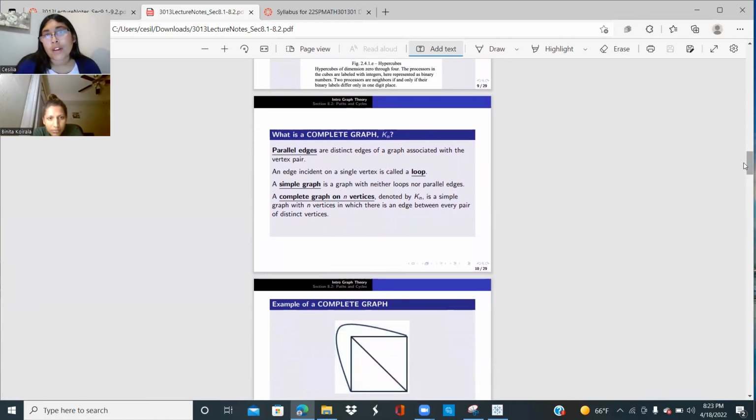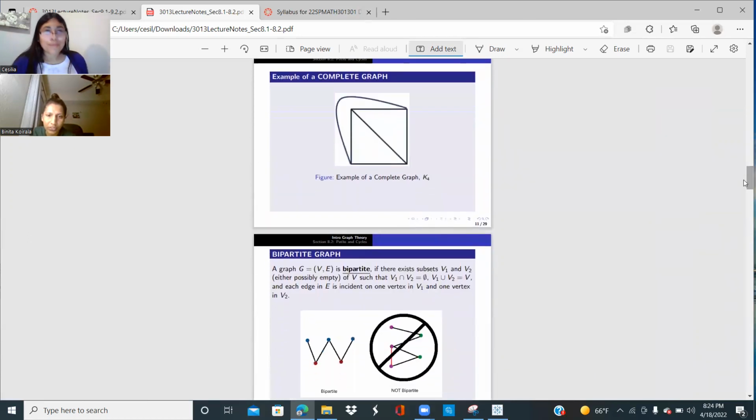What is a complete graph K sub N? Parallel edges are distinct edges of a graph associated with the same vertex pair. An edge incident on a single vertex is called a loop. A simple graph is a graph with neither loops nor parallel edges. A complete graph on N vertices, denoted by K sub N, is a simple graph with N vertices in which there is an edge between every pair of distinct vertices.